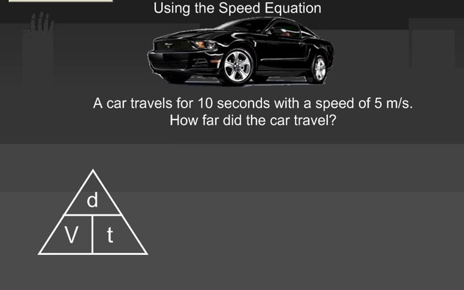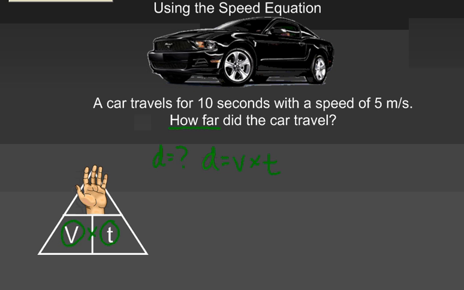Our second example asks for something a little bit different. It says a car travels for 10 seconds with a speed of 5 meters per second. How far did the car travel? So now we're looking for how far. We talked about that earlier. How far is asking for the distance. And if we look at our triangle, we can cover up the distance on top. Once we cover up the distance, we know we're left with D is equal to V times T, because the V and the T are besides each other, and we can multiply them.